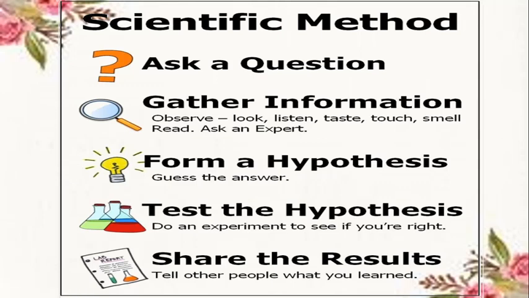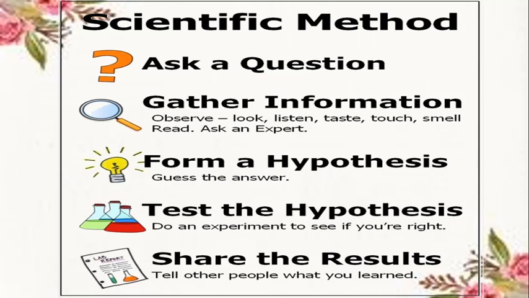finding out what the exact problem is, is the first step, you can say, in scientific method. After that, when you have identified your problem, when you know what the problem is, what do you do? You try and gather information. So how do you gather information? You gather information by observation, by looking at certain things, by listening to what people are saying, by tasting, by smelling, by reading, by asking an expert.